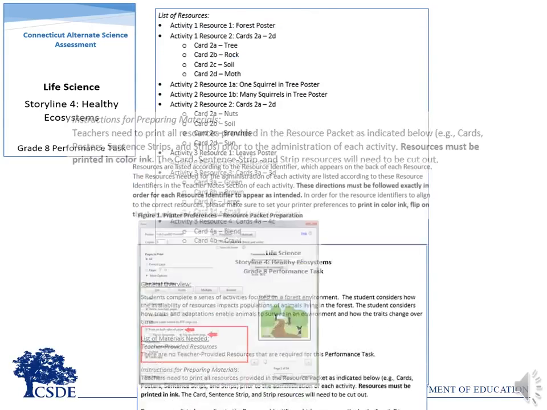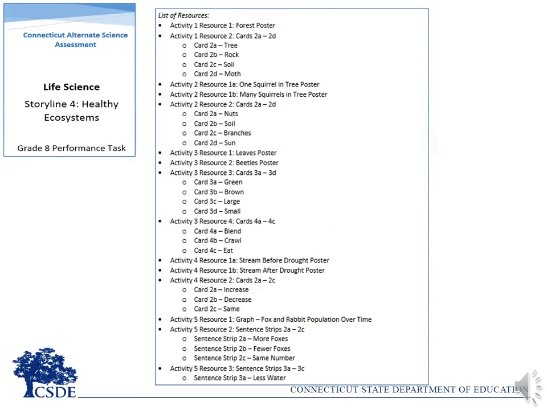Resources in the resource packet are required to administer the Connecticut Alternate Science Assessment and are listed according to the identifiers included on the back of each resource. Let's take a closer look at preparing the resources.